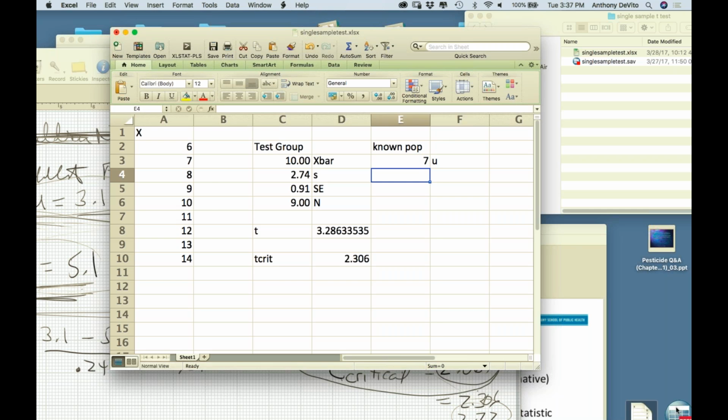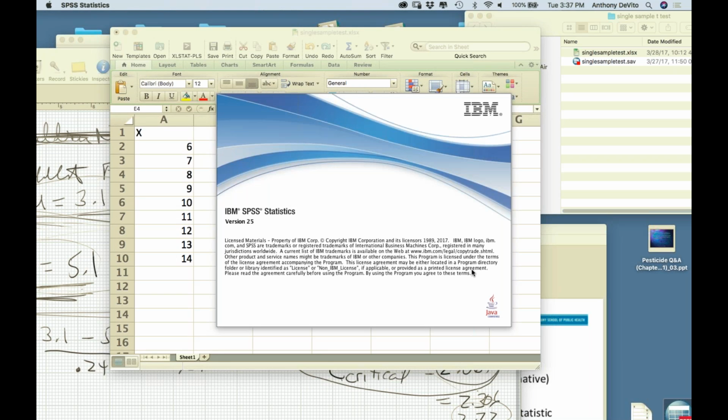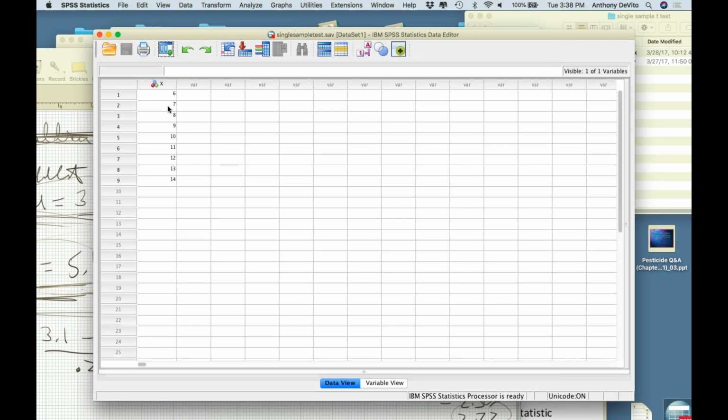I'm going to open up the same file in SPSS. That's going to be the last thing we're doing today. Same file in SPSS. Eventually, it will open. Okay, these are the same numbers I was working with before. Right? I'm going to go in there.